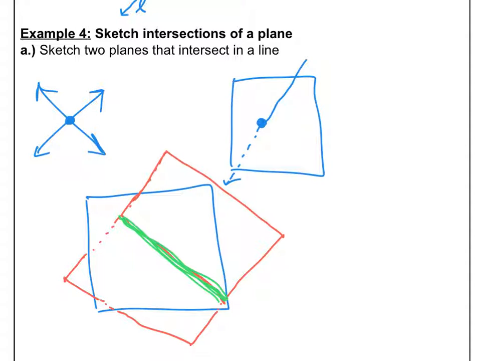Okay? So just to review that, a line and a line intersect at a point. A plane and a line intersect at a point. A plane and a plane will intersect at a line.